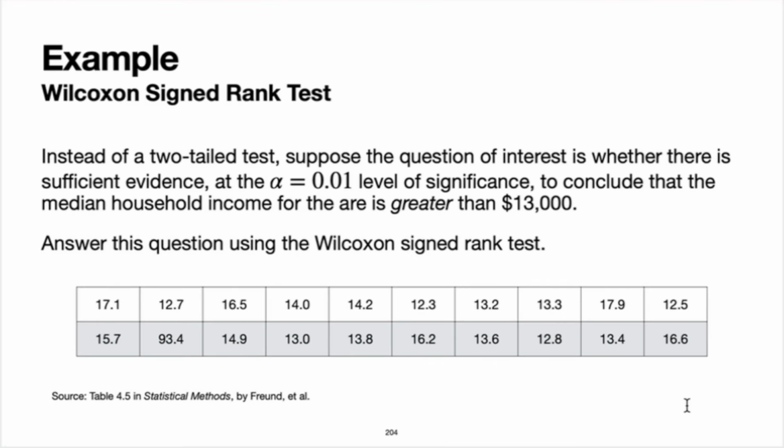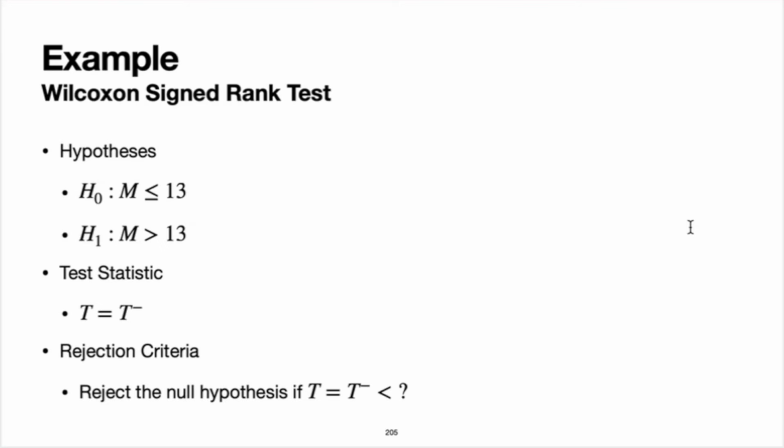Now, what if instead of a two-tailed test, suppose the question of interest was whether there is sufficient evidence at the 0.01 level of significance to conclude that the median household income for the area is greater than $13,000. So it's a one-tailed test. What would the conclusion be there? Well, let's check this out. We've got the same data. In this case, the null hypothesis is that the median is less than or equal to 13 against the alternative that it's strictly greater than 13.